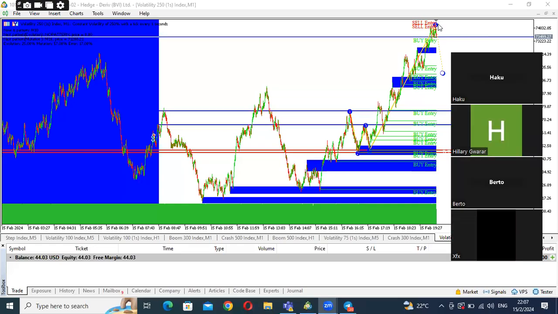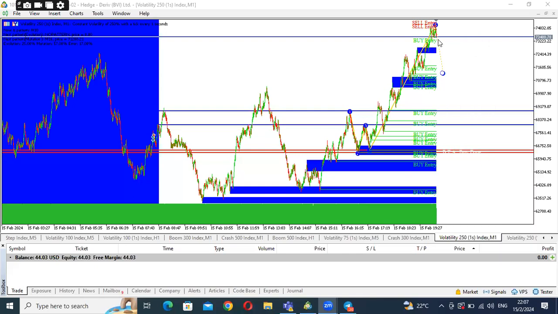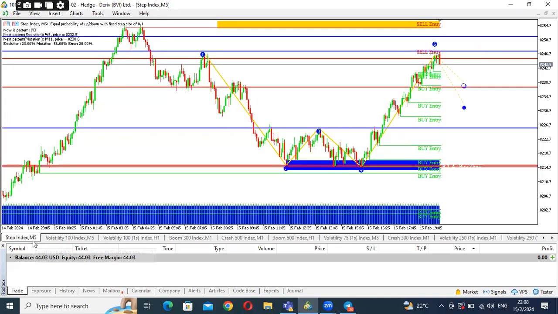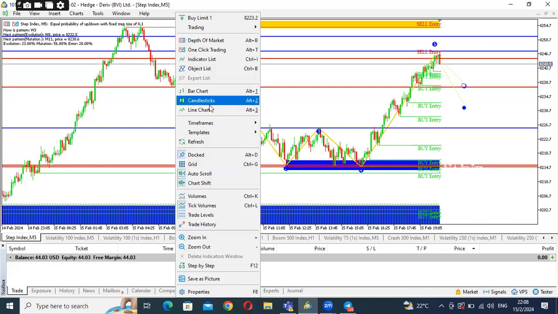Please pay attention. We are going to be using this strategy to enter trades. So as you can see, right now I'm waiting for a sell on V250S and step index. They're about to sell, so I'm waiting for a very good setup. So first and foremost, we open our H1.